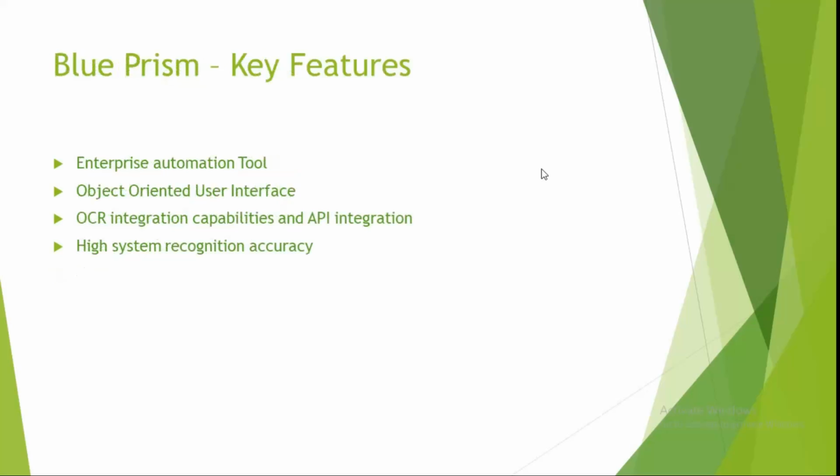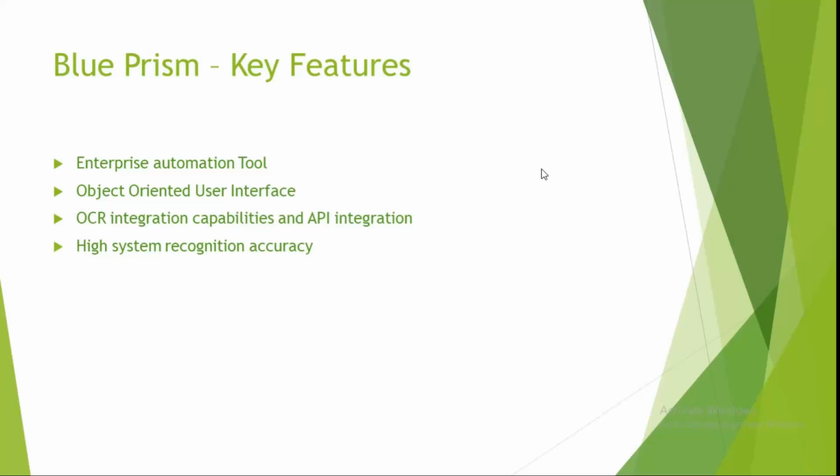Now, let's check out Blue Prism and its key features. Blue Prism is an enterprise automation tool, and its key features are time or event triggered automation capabilities, and an object oriented user interface developed on the base of .NET. Even though it is developed on the base of .NET, no Java code is required to work on this tool. Other features include OCR integration capabilities and API integration, out-of-the-box management console, reporting and analytics capabilities, credential management and transaction logging, high system recognition accuracy, multiple instances of the same code to assist with demand management peaks in different seasons, and a process reuse library.